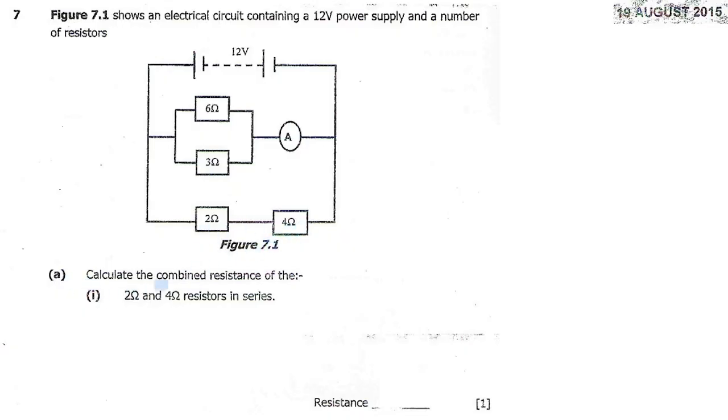Then they're saying calculate the combined resistance of the 2 and 4. The 2 and 4 are in series, so the combined resistance, R total, is going to be 2 ohms plus 4 ohms, direct addition, which is going to be 6 ohms. So here you put your answer as 6 ohms, 1 mark.